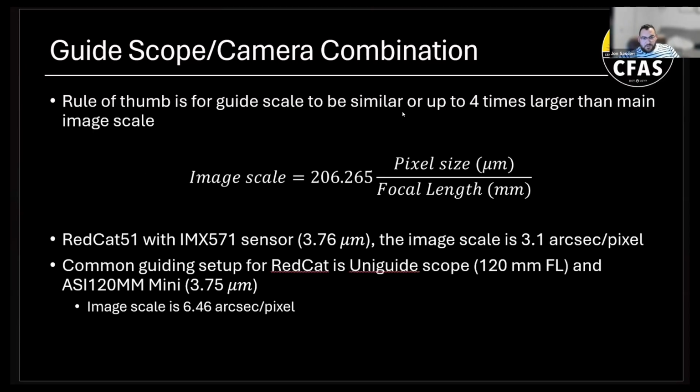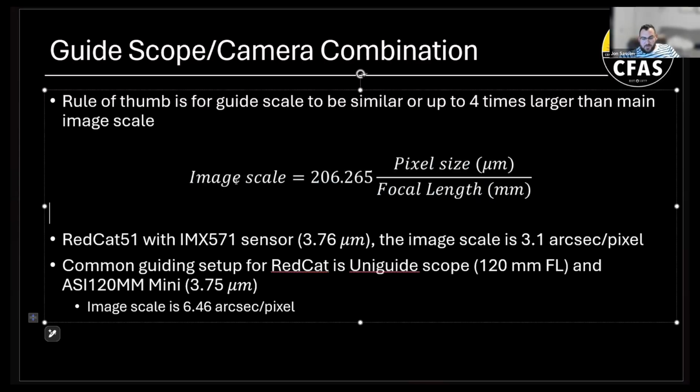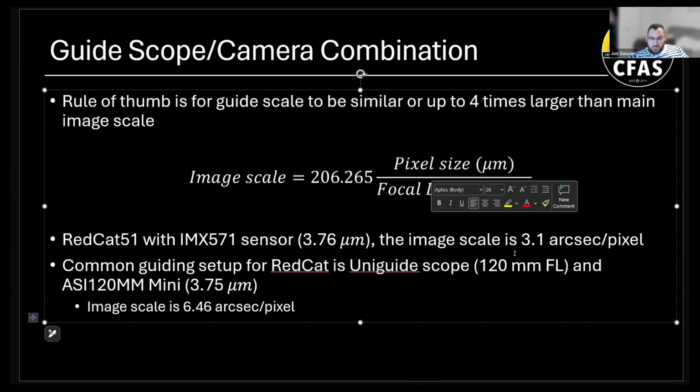So the rule of thumb is you want the guide scale to be similar or up to 4 times larger than your main imaging scale. The image scale here is defined by this equation: 206 times the pixel size in micrometers divided by your focal length in millimeters. So it's important to use the right units here.